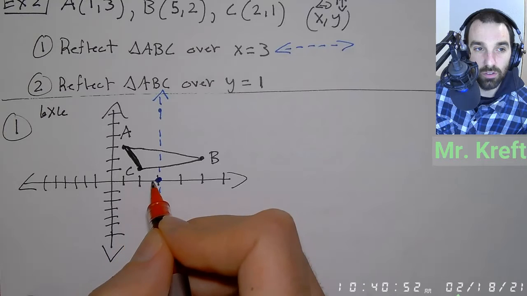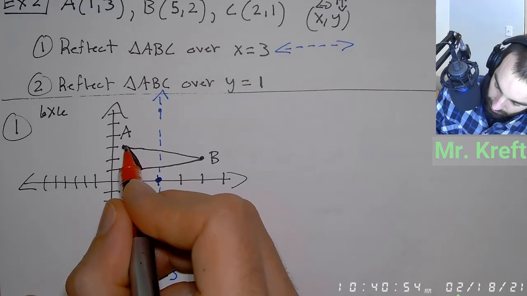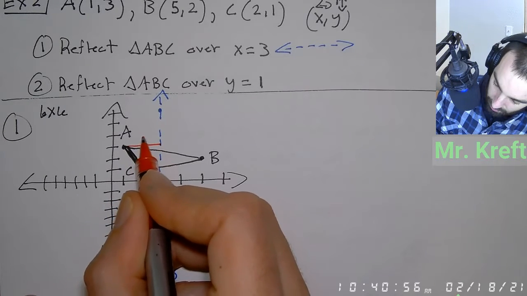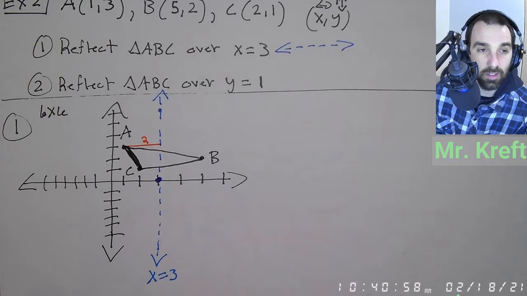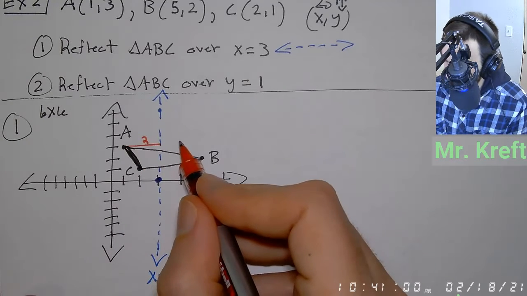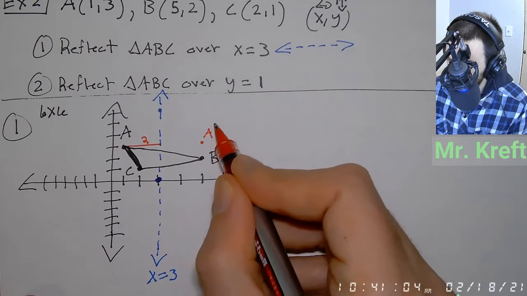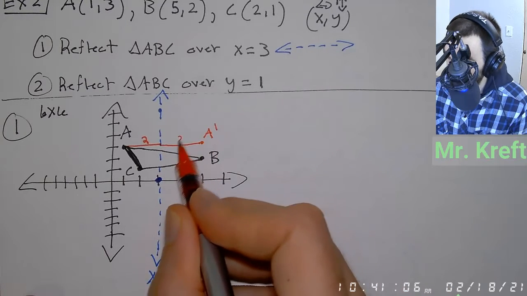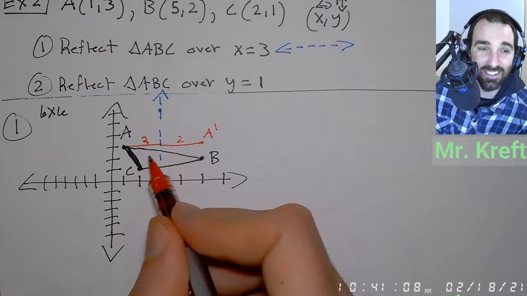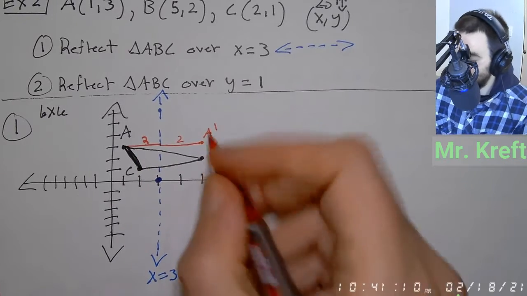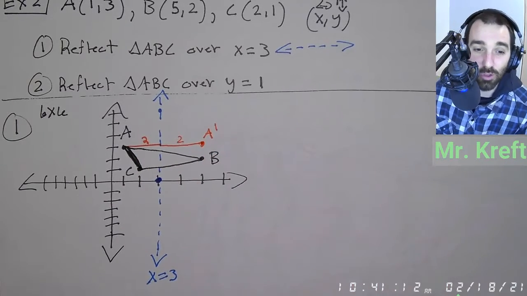So I'm going to count over 1, 2. So if I go like this, I get 2. Okay, so on this side, I'm going to go 1, 2. So obviously, you can tell that I didn't draw this very well because this 2 looks a lot bigger than that 2. But there's A prime. That's it. That's all there is to it.